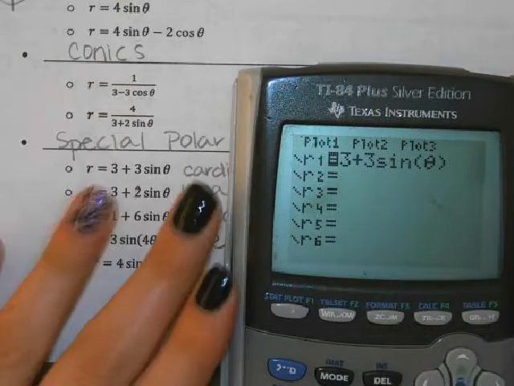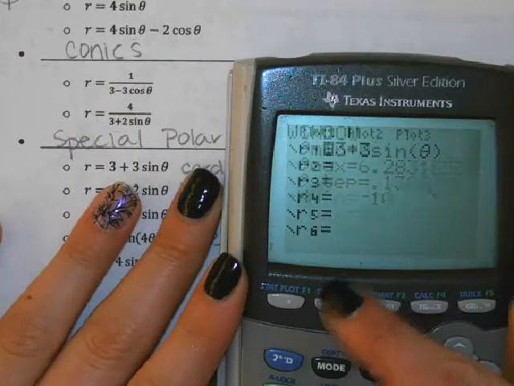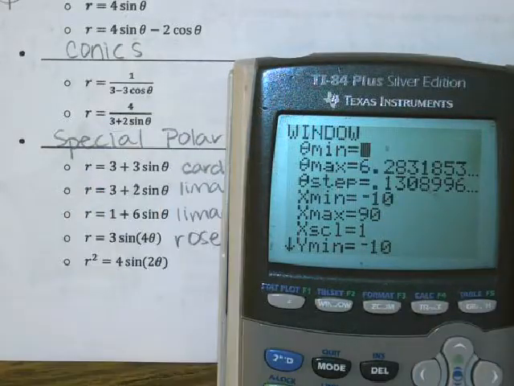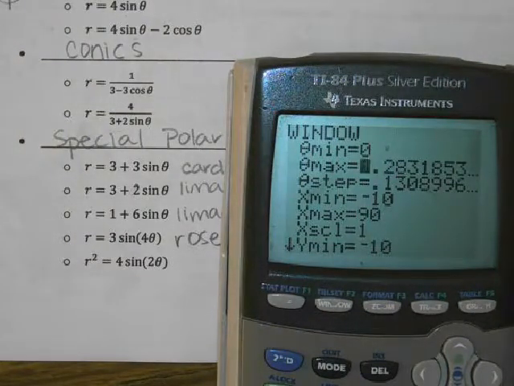Alright, so go ahead and hit the window button. Your theta min should be 0. Your theta max should be 2 pi, and when you type in 2 pi, it's automatically going to put the decimals in like that. For your graph to be the most accurate, you want your step to be like pi 12ths. Pi 6 might be okay.